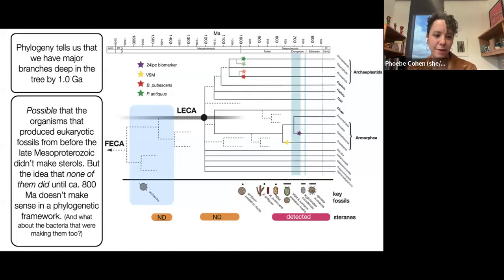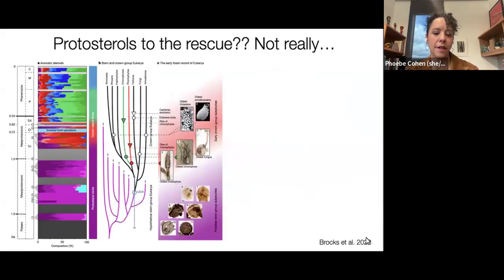But there's also bacteria that can make sterols. And so the fact that we're not seeing any of them up until that point is still, I think, an important thing for us to investigate and think about. So recently, Brocks and colleagues have presented this idea of protosterols and this protosterol biota.